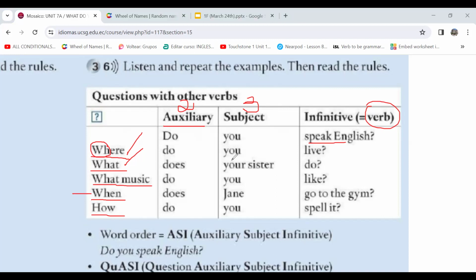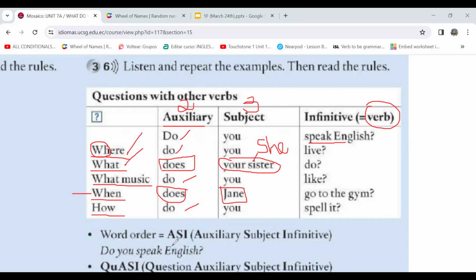¿Por qué? Porque en las terceras personas, como your sister, miren que dice tu hermana, ven el you y piensan que es tú. Esa es tu hermana. Your sister represents she. ¿Ok? Estamos hablando de tu hermana, o sea, de ella. And for that reason, we are going to use does. Again, Jane. Here we have a name. For that reason, we use auxiliary does. For the other pronouns, we use do.